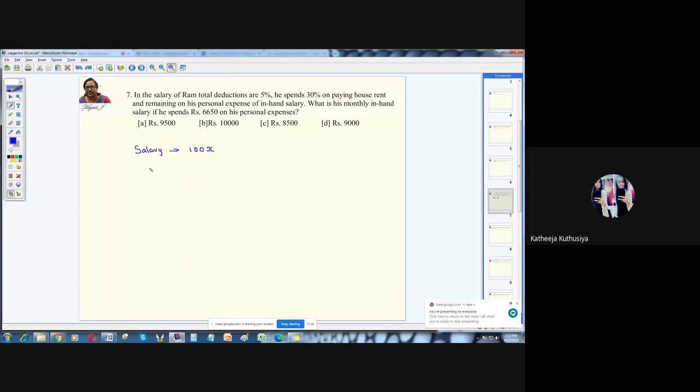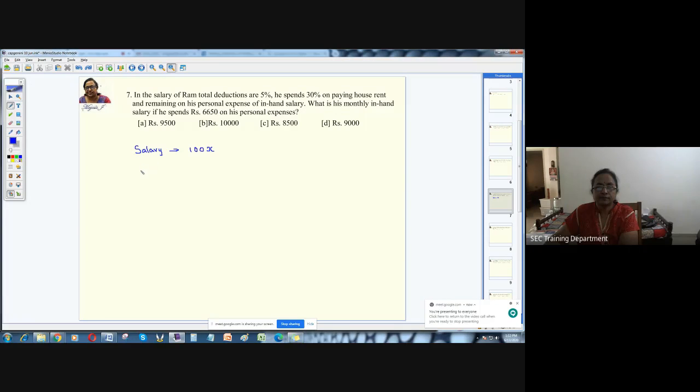5% of 100x, what is it? Deduction. The deduction you take out is 5% of 100x, which is 5x. The purpose of taking 100x is that we can directly write the percentage. So 5% of 100x is 5 by 100 into 100, which is 5x, because we are taking this in terms of x.